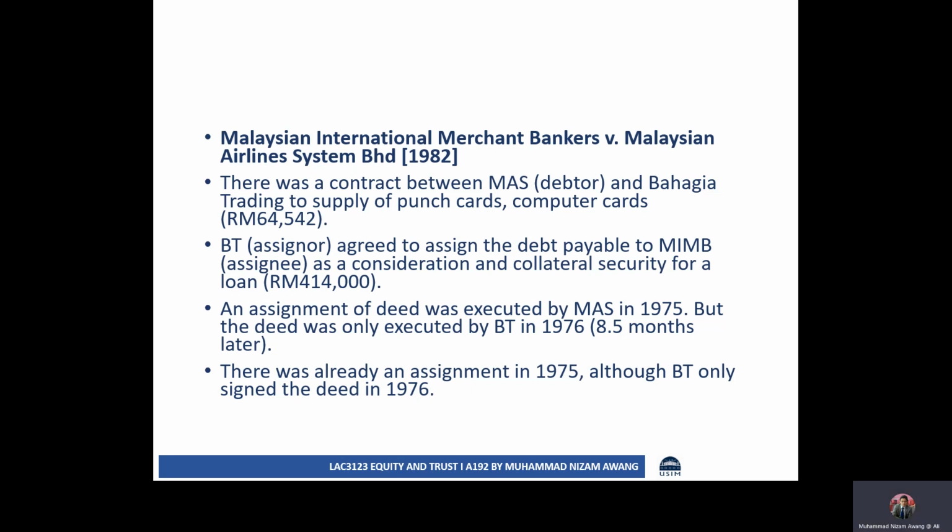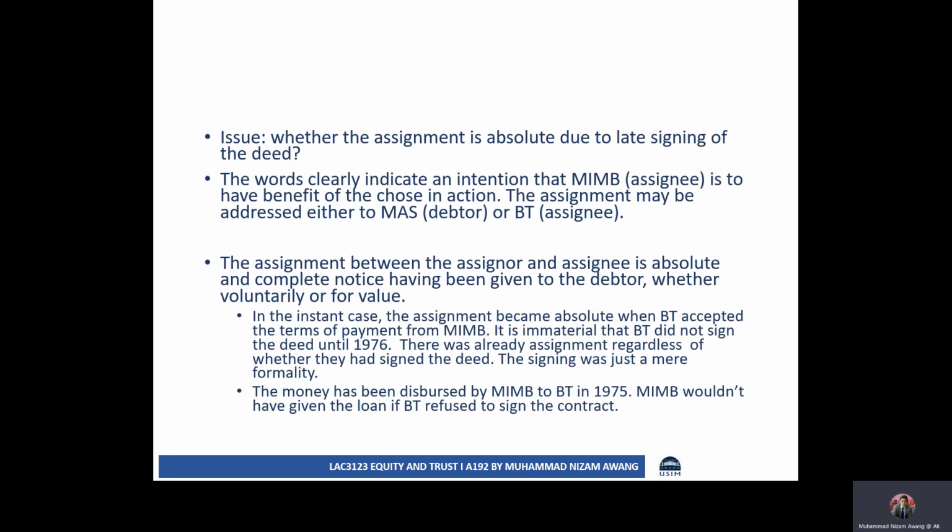So basically, there was already an assignment in 1975, although the deed was only signed in 1976. The issue here is whether the late signing affects the validity of the equitable assignment. In other words, whether the assignment is absolute. When you say assignment is absolute, there was a full or whole payment of debt.